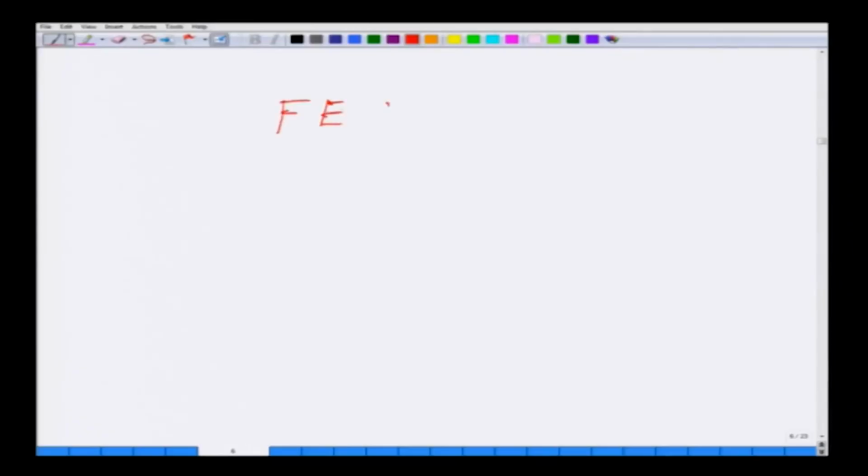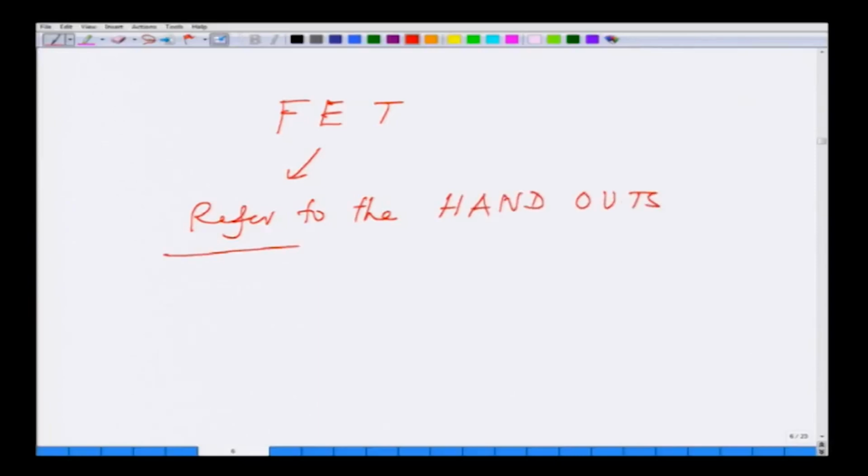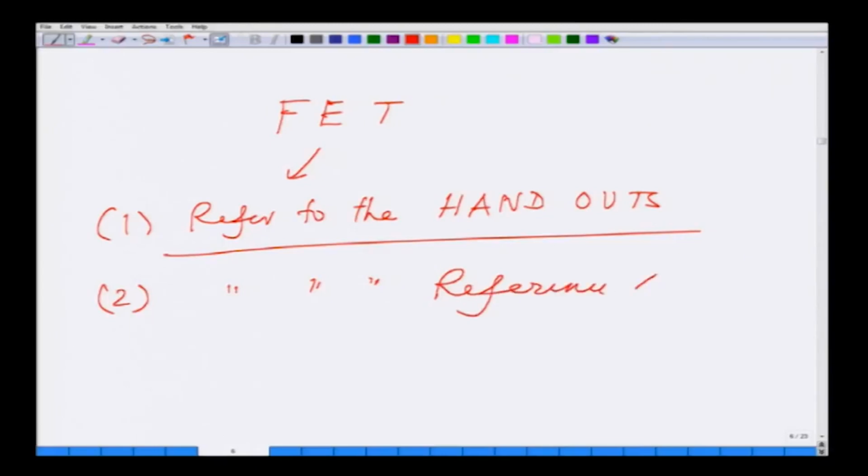So, for the FET, refer to the handouts, and at the end I will be discussing certain things about it. It is a very upcoming technology. Refer to the handout and refer to the reference material to be provided. Okay. So, this is about the FETs.